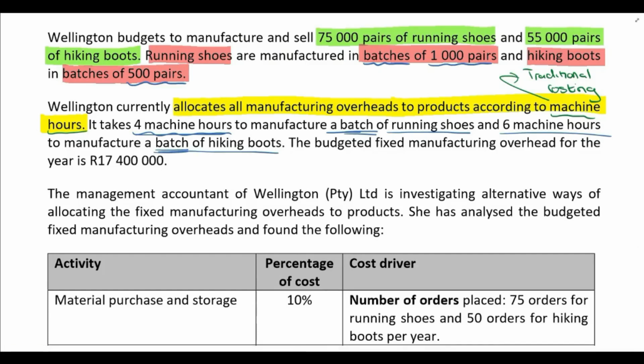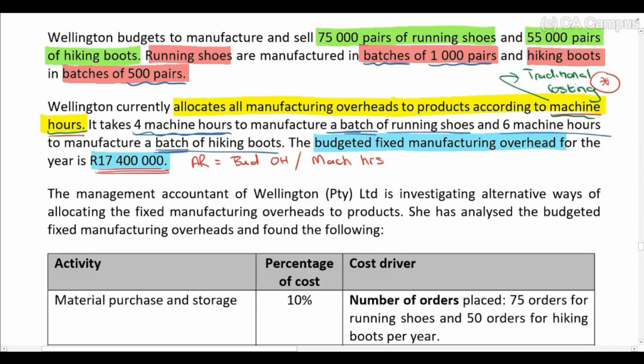If we still keep reading, the budgeted fixed manufacturing overhead for the year is 17.4 million. So you've been given the budgeted cost for the entire year. So what's very important is we already know they're currently using traditional costing, and currently they are allocating this cost based on machine hours. So in order to work out our allocation rate, remember we take the budgeted overhead for the year and we divide by normal capacity, and in this case they want us to use machine hours. So all I'm going to do is take this budgeted cost for the year, 17.4 million, and divide by my machine hours to get a rate per machine hour. And that's if I'm using traditional costing.